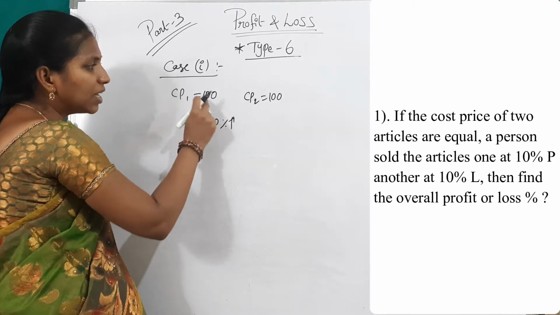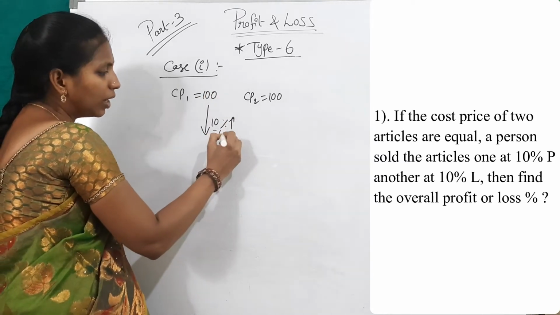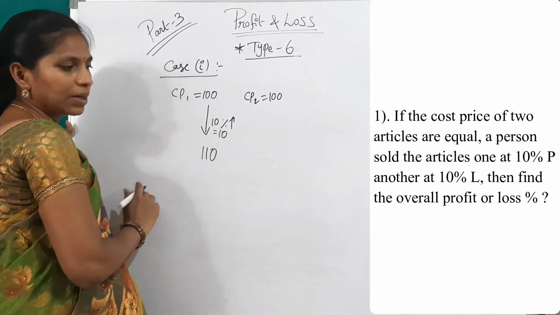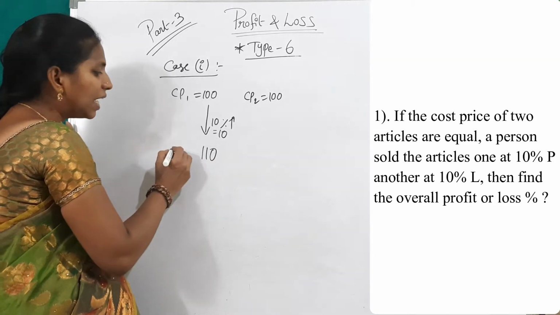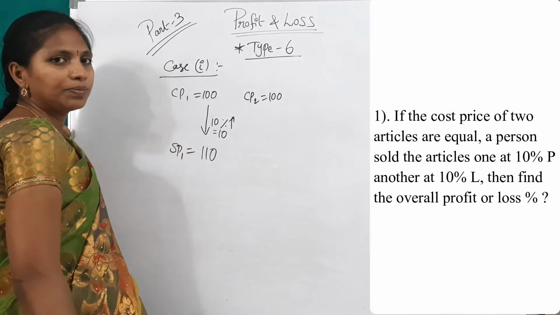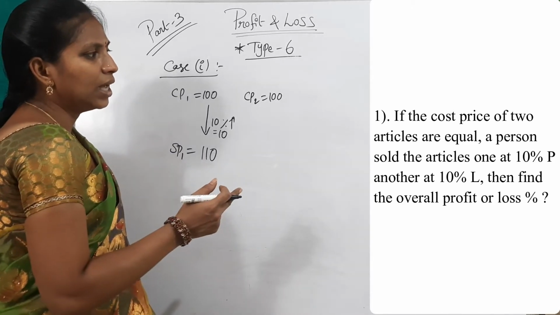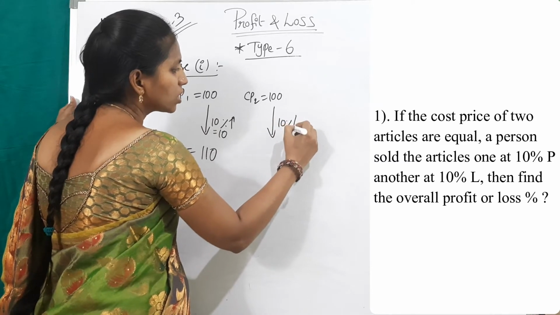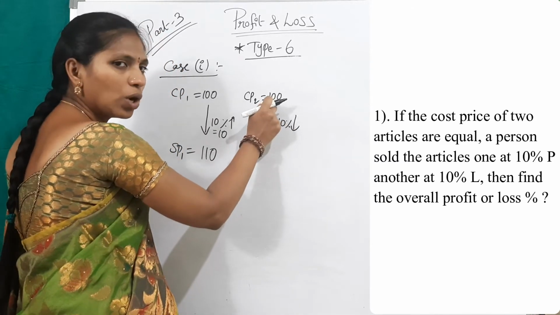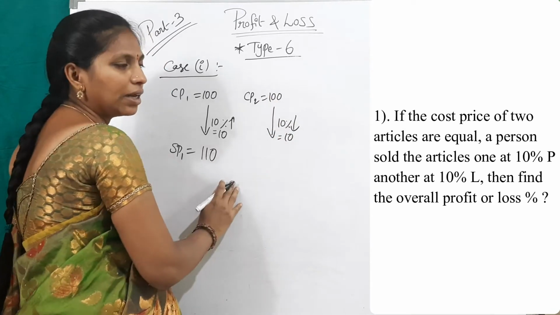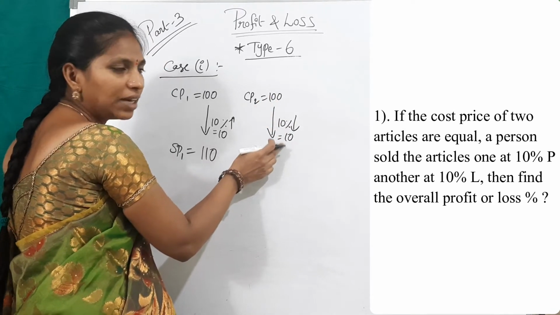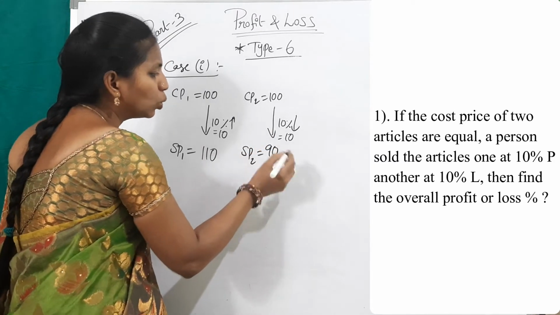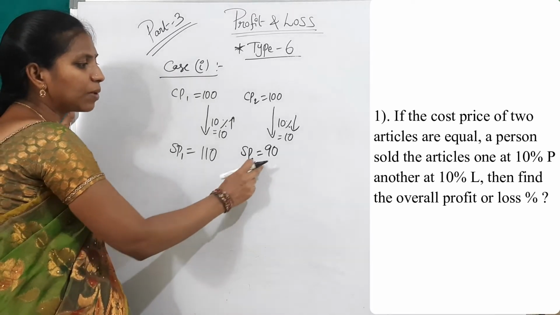What is 10% of this 100? That is equal to 10. So add this 10 to this 100. So 110 rupees. This is the selling price of the first article. Now the next one is another at 10% loss. 10% of this 100 is the same 10, but loss means subtract this 10 from this 100. Then what is the value? 90. This is SP2. Selling price 1 and selling price 2.